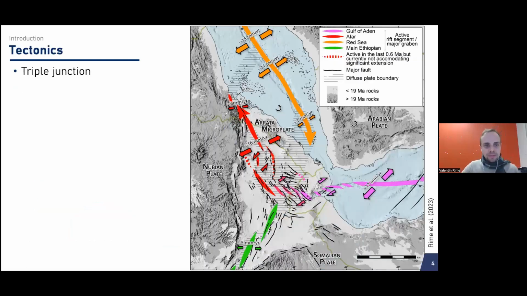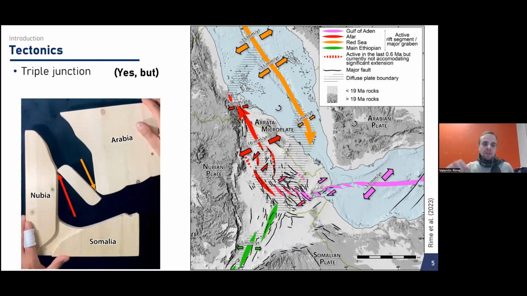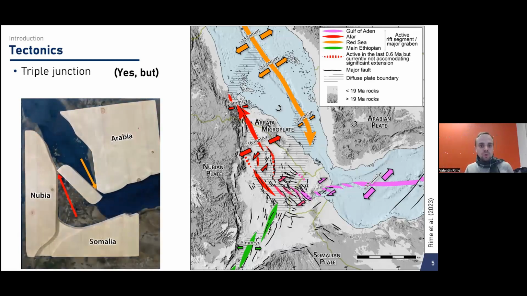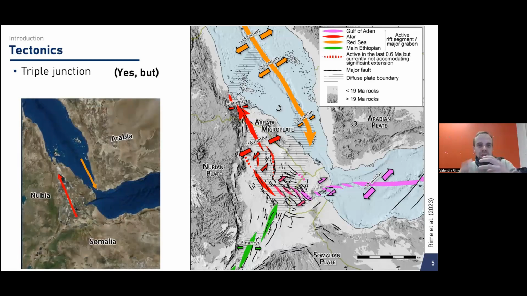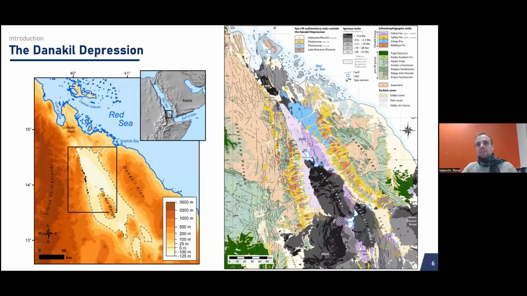And it's a triple junction, but it's a bit more complex than simply three different rifts because you have this microplate in between, the Arata microplate. And we can illustrate the movements that are happening there with a very simple model that shows that basically we have the Red Sea Rift that is propagating southward and the Afar Rift propagating northward. And this Arata microplate, this block, is rotating counterclockwise. And this is important for the Danakil Depression, which is situated here in the northern Afar. So the Danakil Depression is situated partly below sea level, down to 125 meters below sea level.